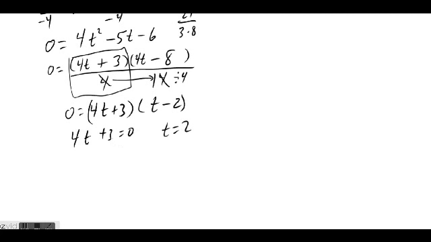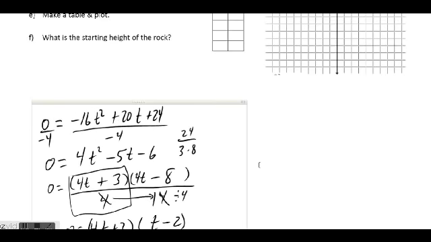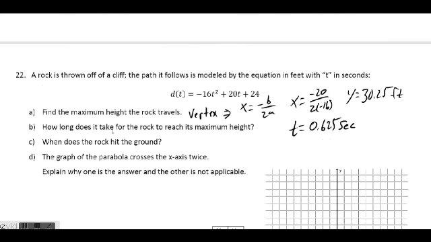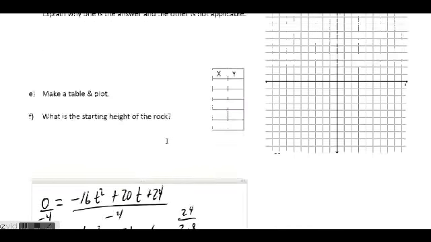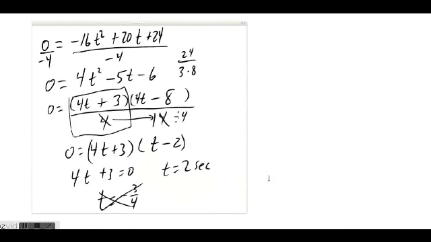Now, let's think about this one. If I subtract 3 and then divide by 4, I have t equal to negative 3/4. Can I have a negative time? No, you cannot have negative time. In this case, t equals 2. So t is equal to 2 seconds. When does the rock hit the ground? The rock hits the ground in 2 seconds.